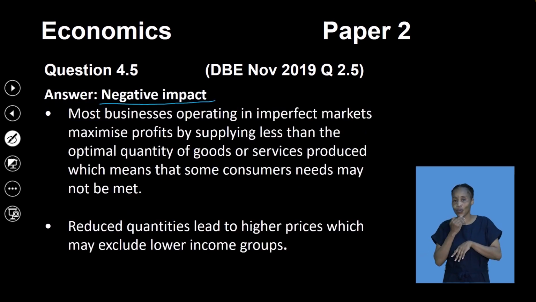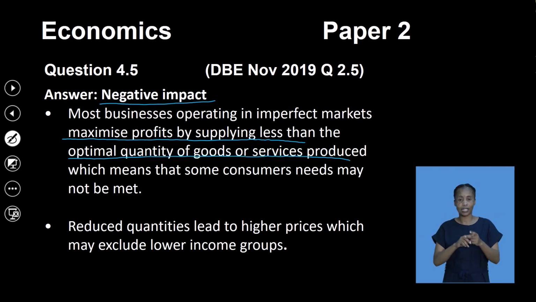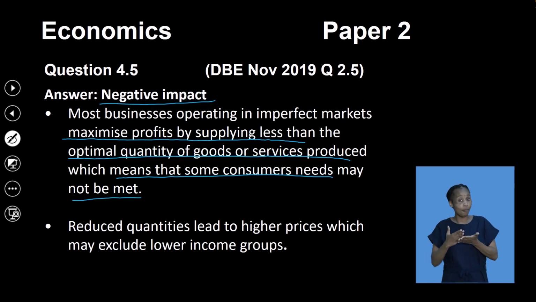It says, most businesses operating in imperfect markets maximize profits by supplying less than the optimal quantity of goods and services produced, which means that some consumers' needs may not be met. So for imperfect markets, in most cases, in order for them to maximize profits, they produce less. And at the end of the day, some consumers' needs may not be met. That is the first point.